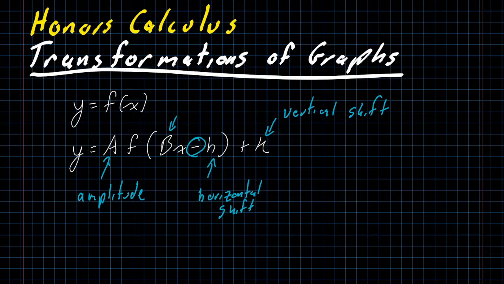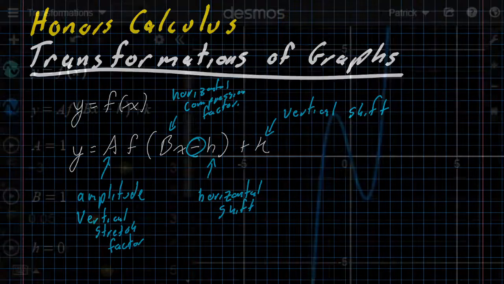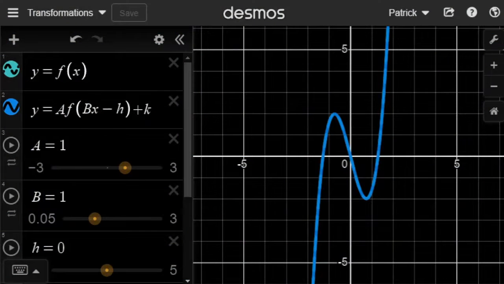But the amplitude, a out here, is the vertical stretch factor. And b, the thing that I said didn't really have a name, is the horizontal compression factor. Horizontal shift and vertical shift, I think, are a little bit self-apparent. Right? So let's take a look at what that looks like in graphing.